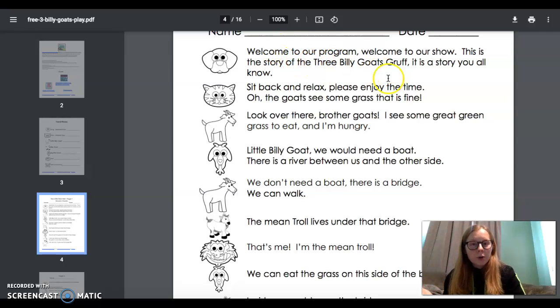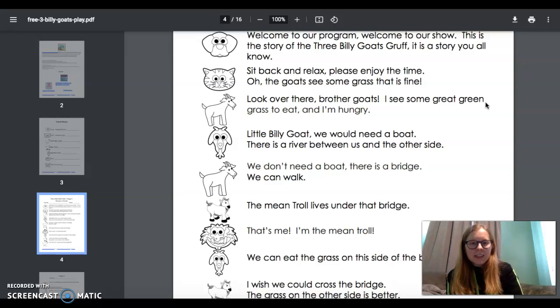Welcome to our program. Welcome to our show. This is the story of the Three Billy Goats Gruff. It is a story you all know. And then the next narrator would say, sit back and relax. Please enjoy the time. Oh, the goats see some grass. That is fine. Look over here, brother goats. I see some great green grass to eat, and I'm hungry.